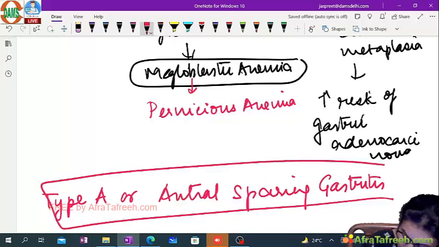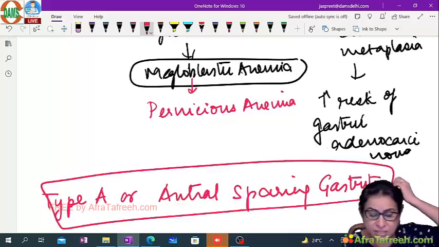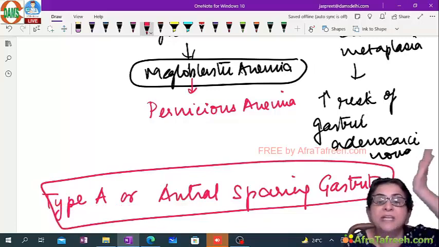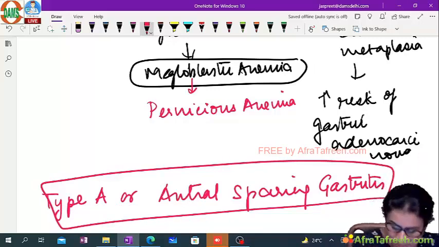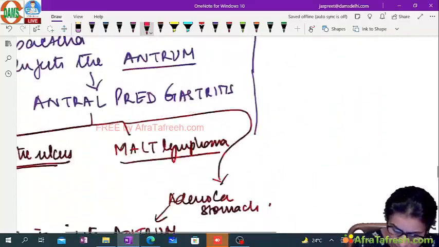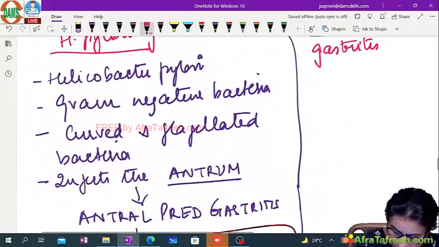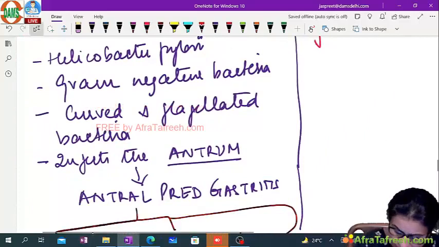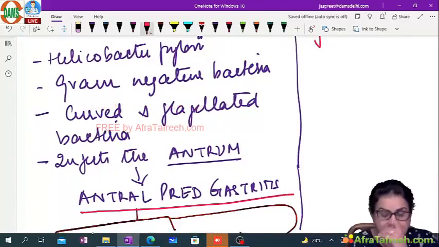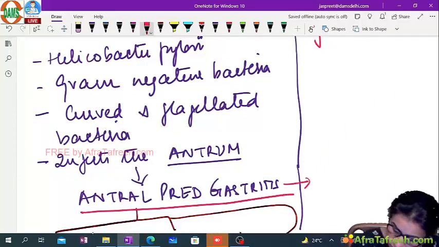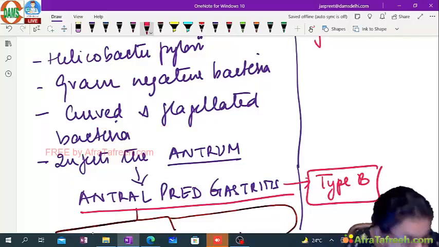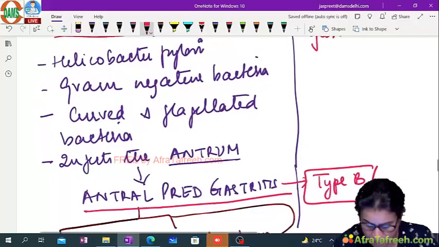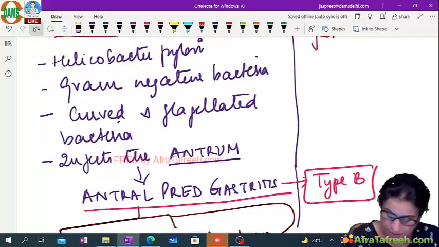Antral sparing gastritis. So it's type A gastritis, or antral sparing gastritis. It spares the antrum and involves the fundus and body. In contrast, H. pylori gastritis is called antral predominant gastritis, or type B gastritis.